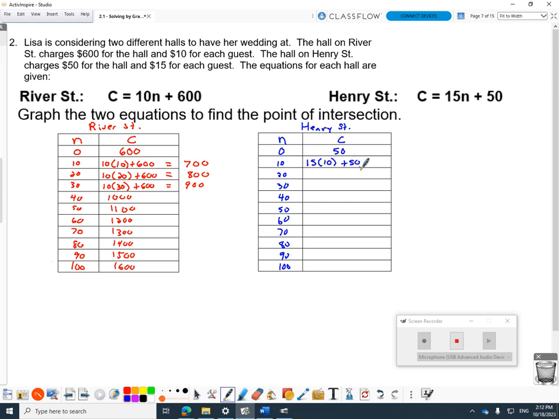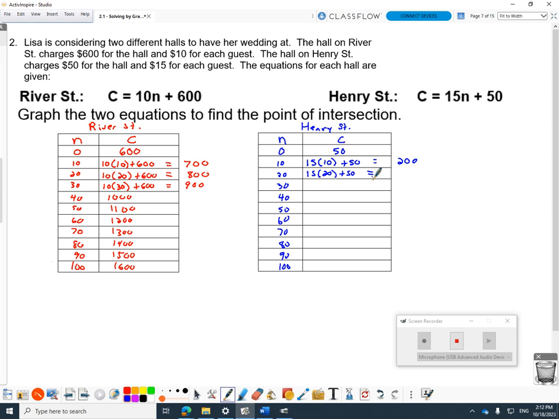Maybe you need your calculator for that. Maybe not. 15 times 10? 150. But again, don't be shy. This course isn't about mental math. Go get the calculator and go 15 times 10 equals 150 plus 50 is 200. And if you're really good at these, you already see what the pattern's going to be. But I'm not going to jump ahead. I'm going to do a couple more to make sure I see the pattern. If I had 20 people, then I go 15 times 20 plus the 50. 15 times 20 equals 300. Add the 50 is 350.